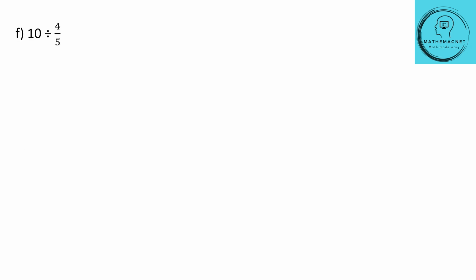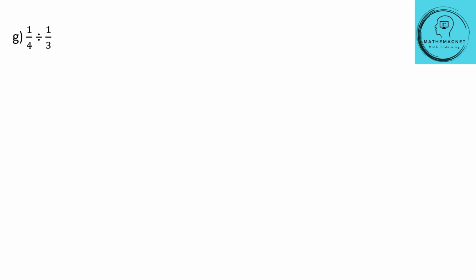Let's look at the next question. F, 10 divided by 4 by 5. It becomes 10 into 5 by 4. 4 and 10 go in the 2 table. 10 becomes 5 and 4 becomes 2. So it is 5 into 5 by 1 into 2, which is equal to 25 by 2. Now we have to write it in the simplest form. So it becomes 12 1 by 2.